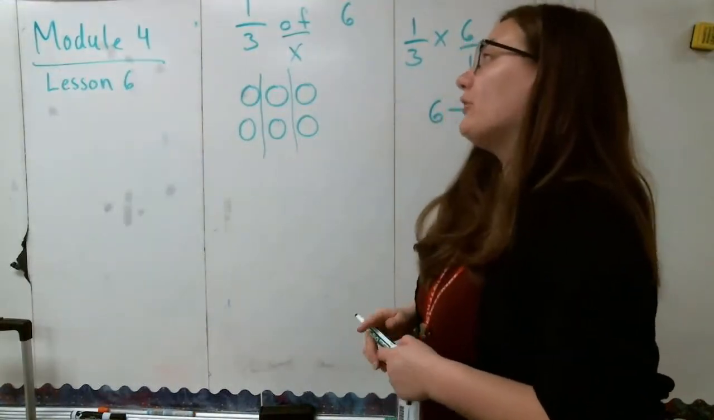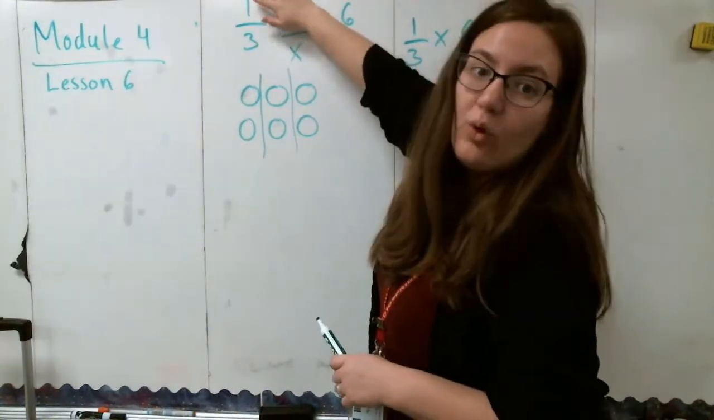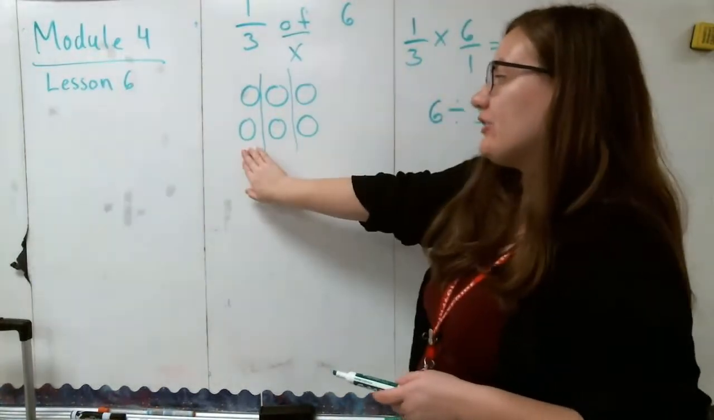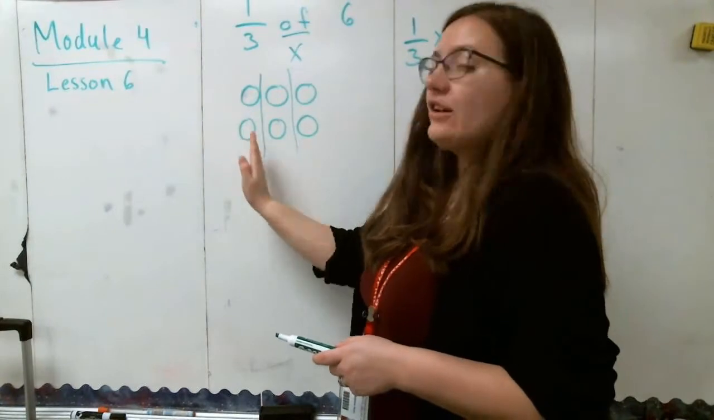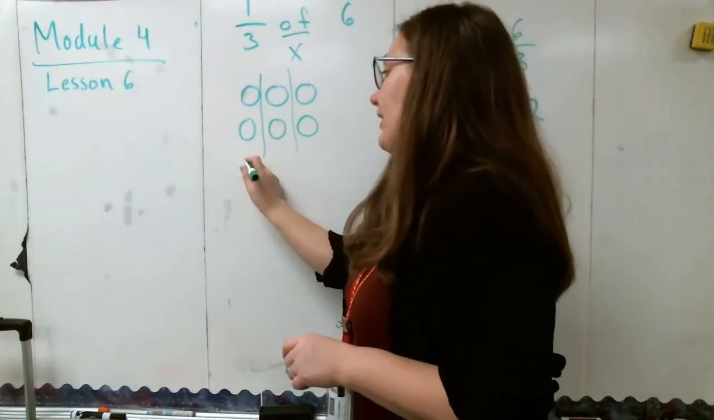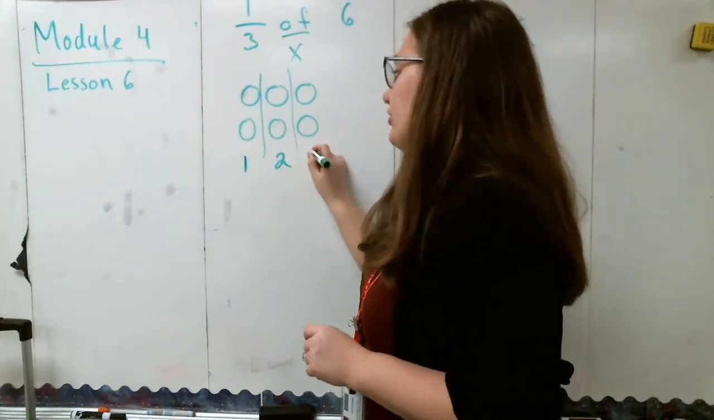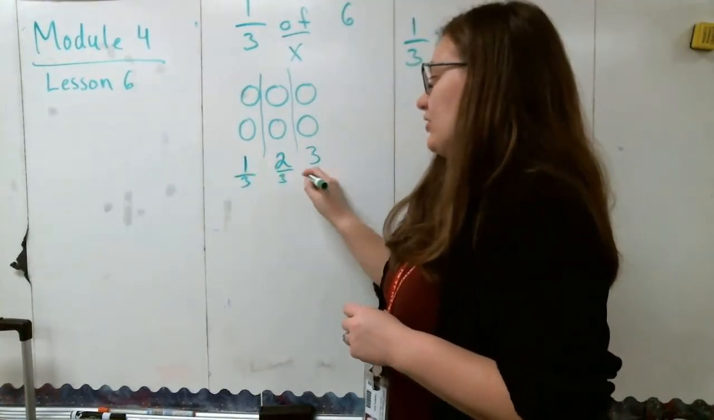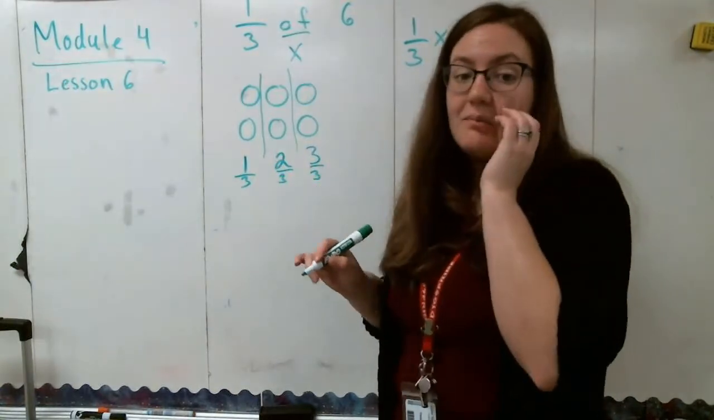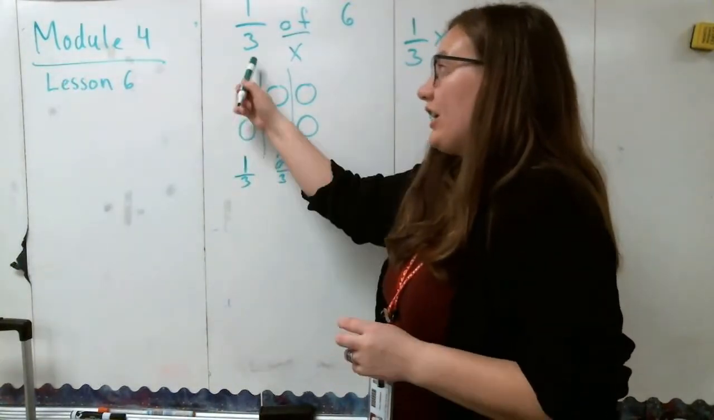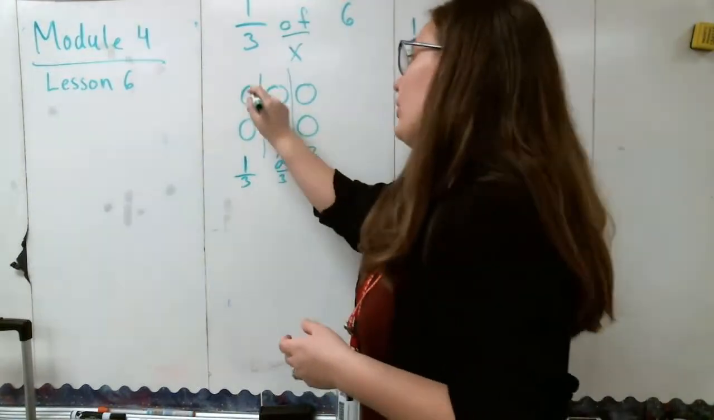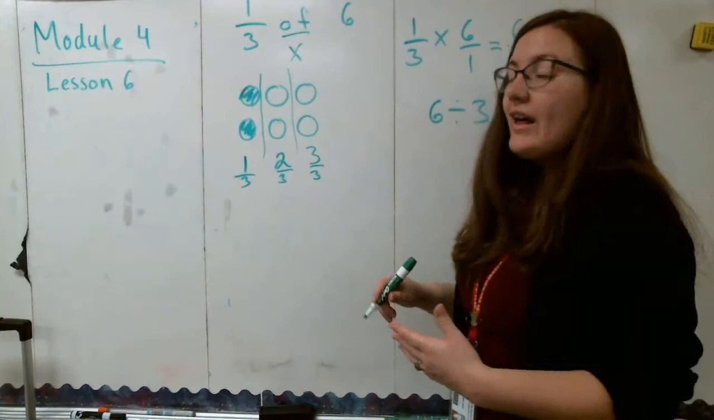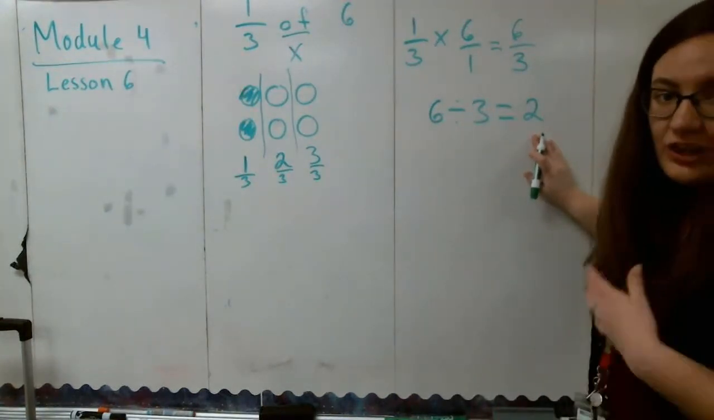So now I'm going to think about, well, what is 1/3 of 6? What I want to do is just look at one group. So remember what we talked about? There's 1 group, 2 groups, 3 groups. So we can think of this as 1/3, 2/3, 3/3. So in just 1/3, how many parts are there? Well, in 1/3, I have 2 parts. So that also gives me my answer of 2.